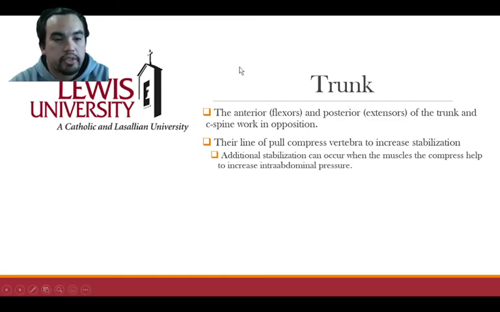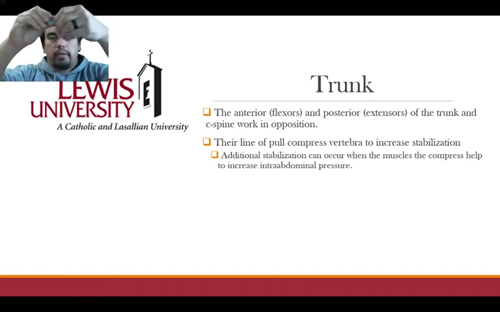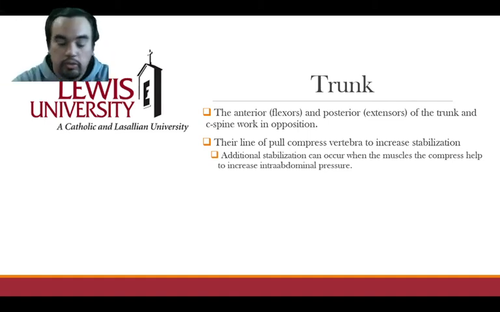So the anterior trunk flexors and the posterior trunk extensors work in opposition to keep us upright. Their line of pull compresses the vertebrae to increase stabilization. So as the posterior pulls down and the anterior pulls down, if you imagine this ring as the disc in the middle, it would just pull everything straight down as they both contract, thus compressing. That's why you're actually taller in the morning and shorter at night from a day's worth of disc compression as well.